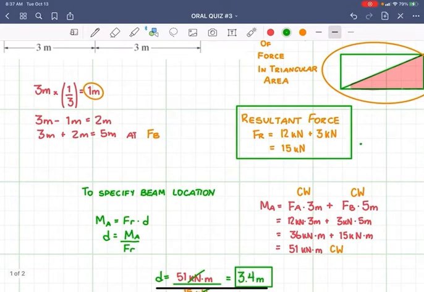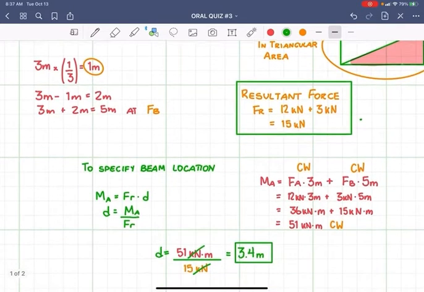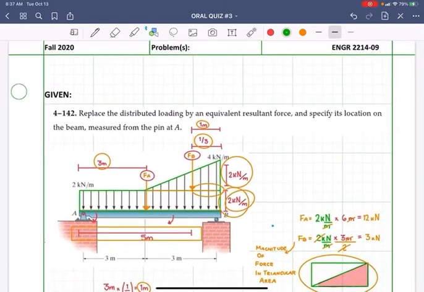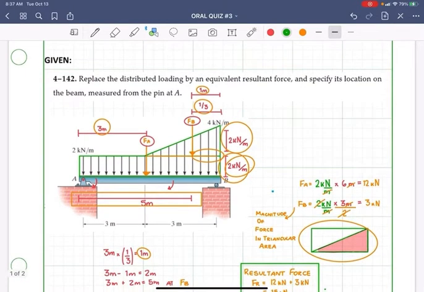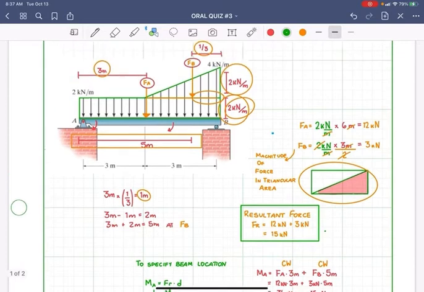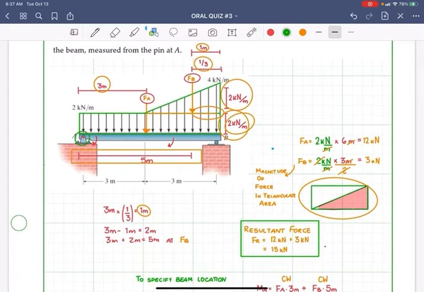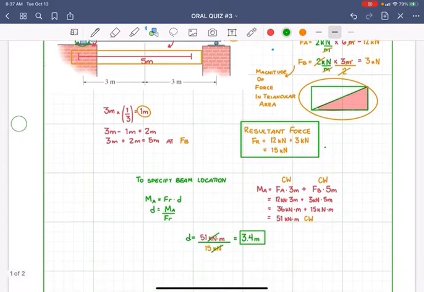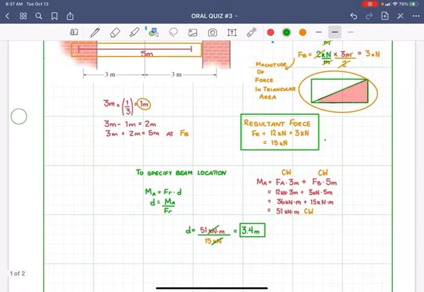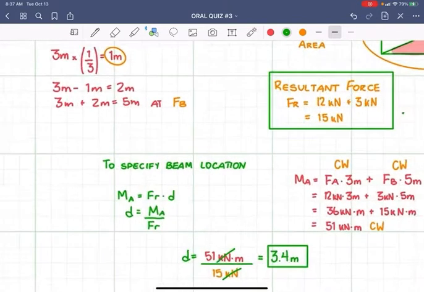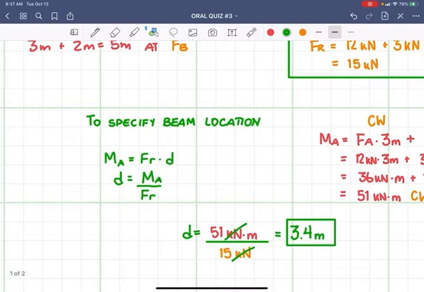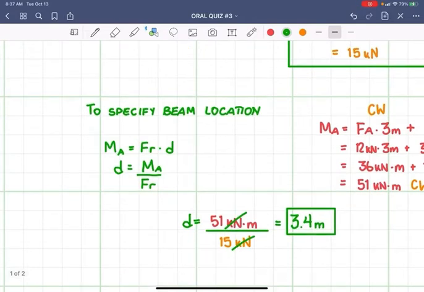Then once I have my resultant force, I am asked to specify its location on the beam, measured from the pin A, which is right here. I found that there's a couple ways to solve this, and I decided to approach it using the moment equation at point A, which is the resultant force times the distance, and I'm solving for distance.